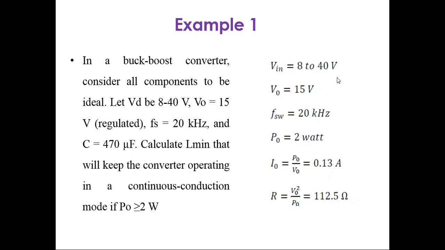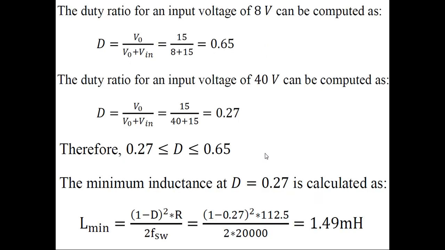So our input voltage range is given, output voltage is given, switching frequency is given, and P0, the highest expected power, is 2 watt. Then we can find the current as the ratio of P0 upon V0, which is 0.13 ampere, and R equals V0 square upon P0. Here we take V0 as 15. Keep this in mind.